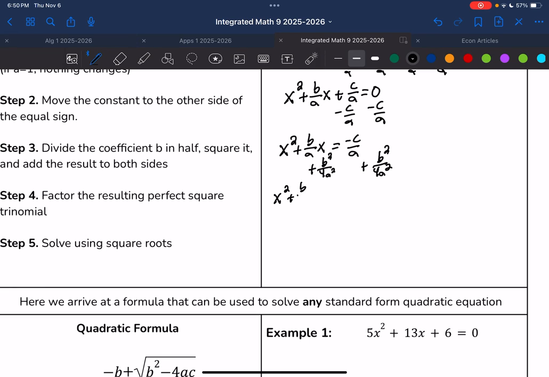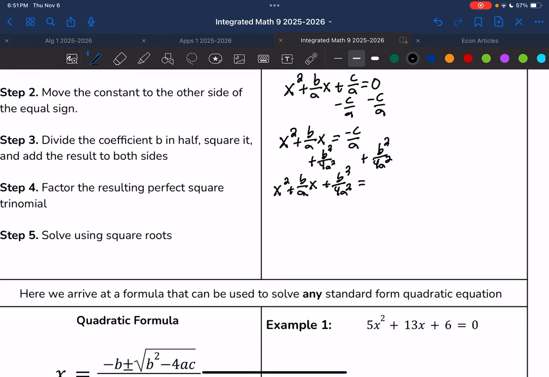And you'll see in a minute that if I go 4 x squared plus b over a x plus b squared over 4a squared is equal to negative c over a plus b squared over 4a squared. Now what I have over here is actually a perfect square trinomial, right? This is x plus b over 2a squared.